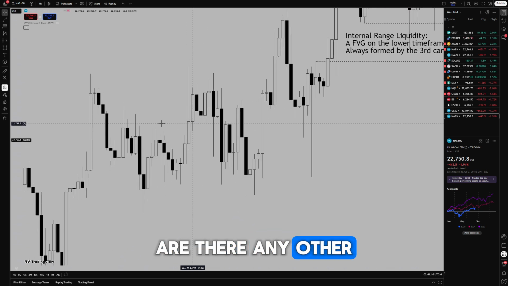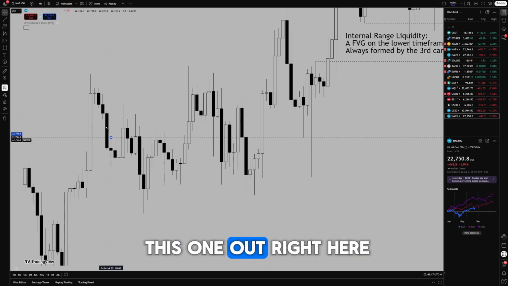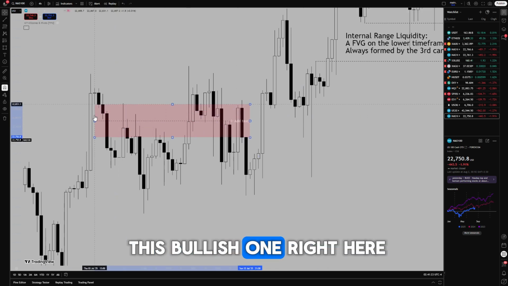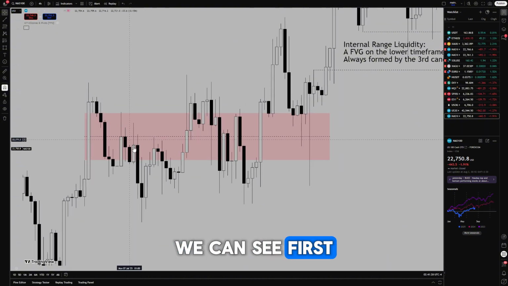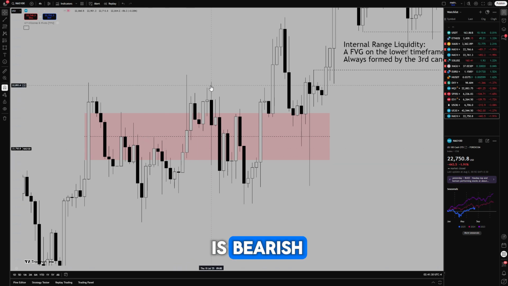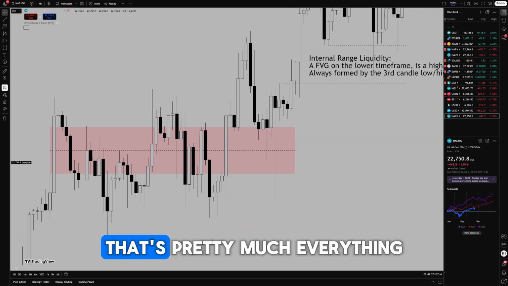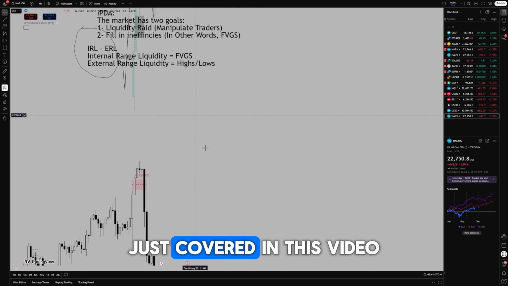Are there any other examples that I can find? We can maybe draw this one out right here. Oh, let's do this bullish one right here. We can see first price respecting this inversion as bearish, and then we displace it completely. Price comes back into it, finds support on it, continues higher. That's pretty much everything about fair value gaps just covered in this video.